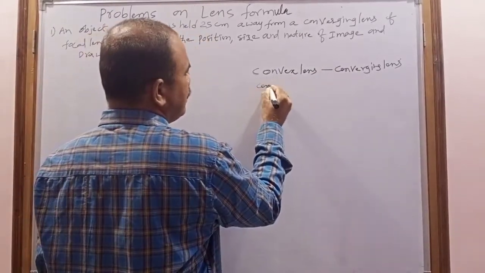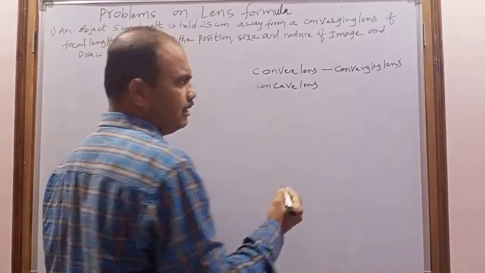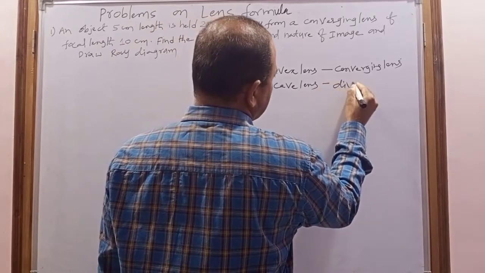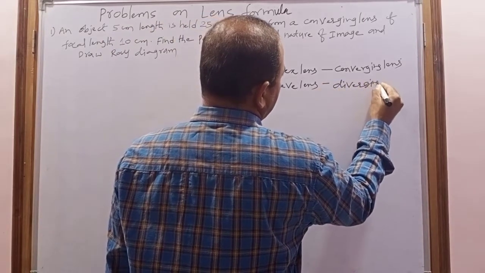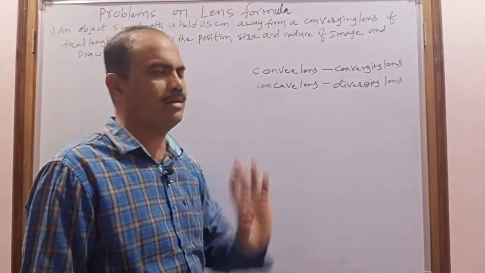And next one, sometimes they may give in the problem that the lens is a concave lens or a diverging lens. Diverging lens can also be given, and diverging lens means concave lens.